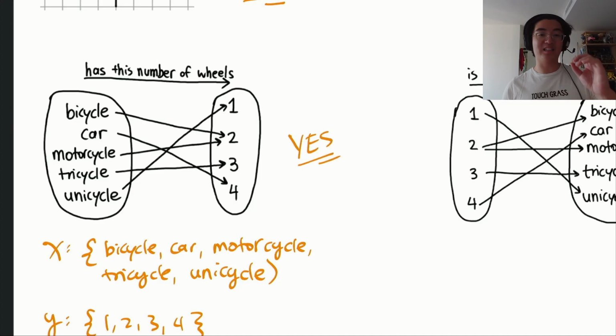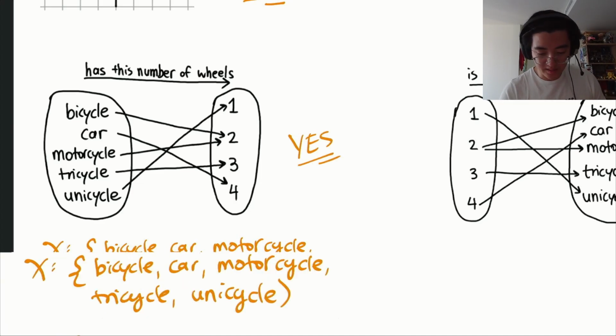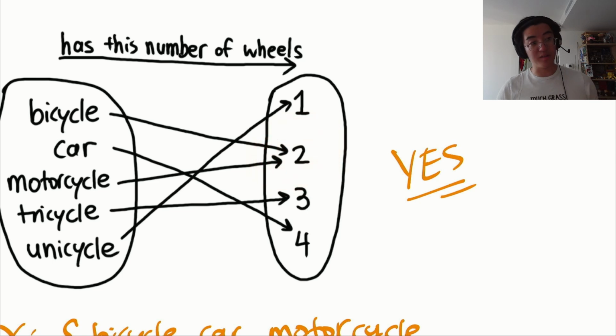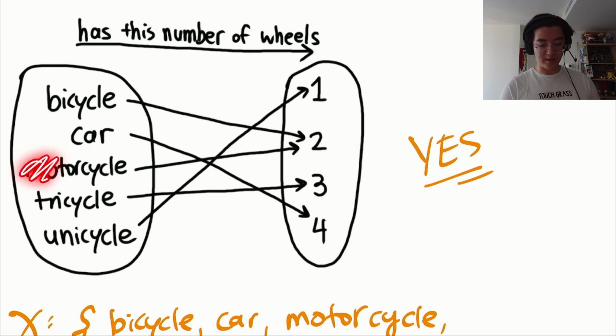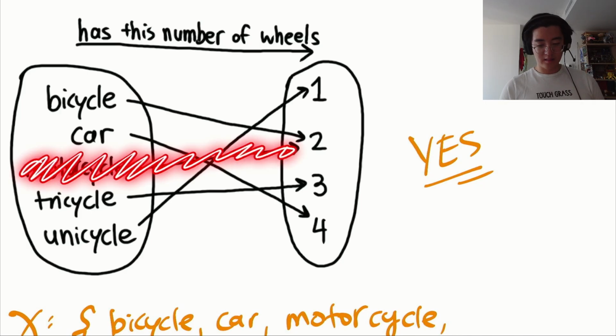But yes, in this case, it's not a one-to-one, because there are 2 things associated with this 2 here. If, let's say, the motorcycle is not in this picture, and this is our relation, then this right here is a one-to-one function.